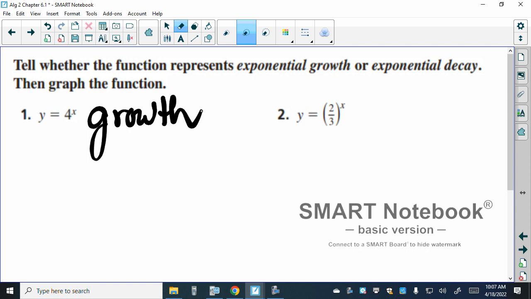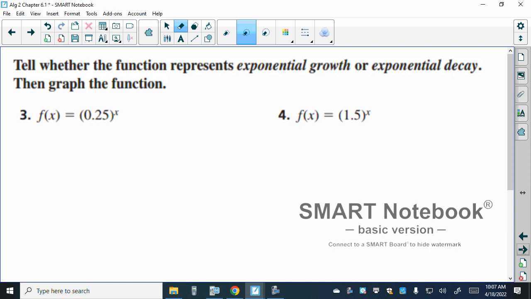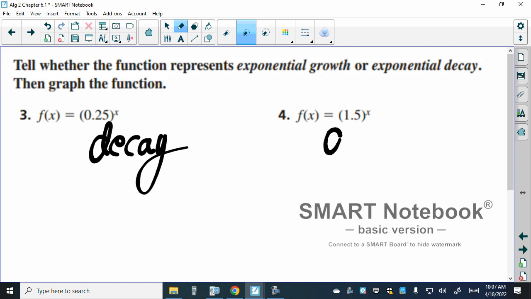Y equals 2/3 to the x. Because 2/3 is less than 1. 0.25 to the x is decay, because that is less than 1. F of x equals 1.5 to the x is growth. It is greater than 1. Questions on this here?